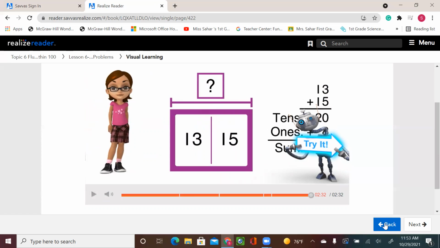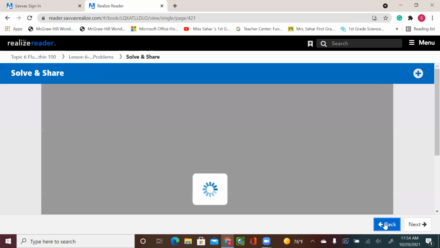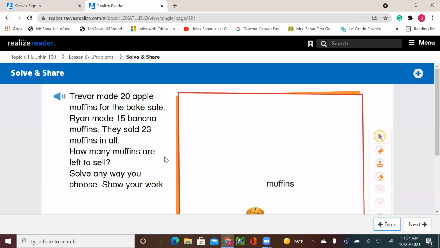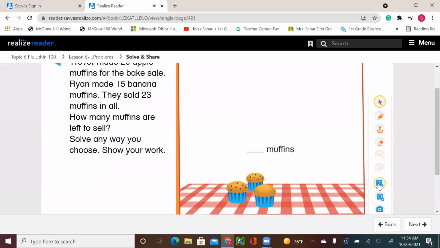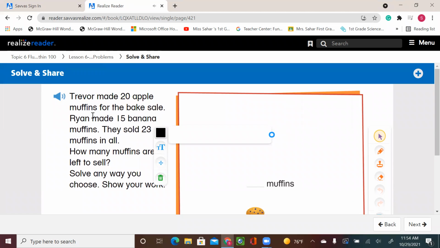All right, so let's go back to page 257 and let's see how we can solve this problem. Trevor made 20 apple muffins for the bake sale. Ryan made 15 banana muffins. They sold 23 muffins in all. How many muffins are left to sell? Solve any way you choose. Show your work. So first, I need to find the total, how many muffins both boys baked together.